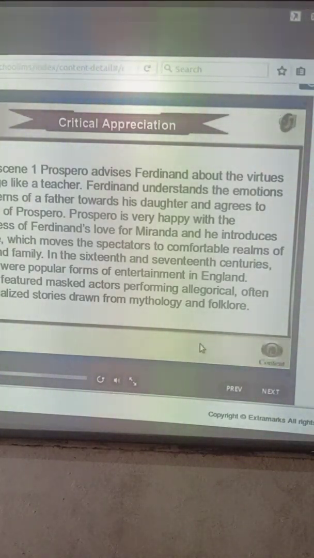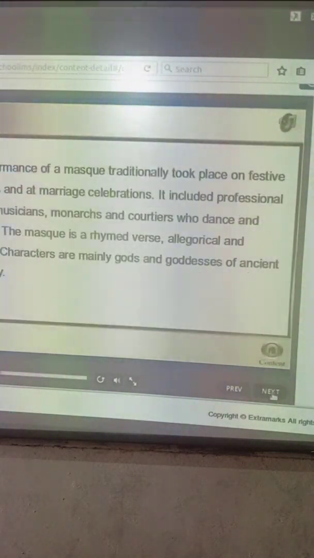In the 16th and 17th century, masques were popular forms of entertainment in England. Masques featured masked actors performing allegorical, often highly ritualized stories drawn from mythology and folklore. The performance of a masque traditionally took place on festive occasions and at marriage celebrations. It included professional singers, musicians, monarchs and courtiers who danced and entertained. The masque is a rhymed verse, allegorical and mythical. Characters are mainly gods and goddesses of ancient mythology.